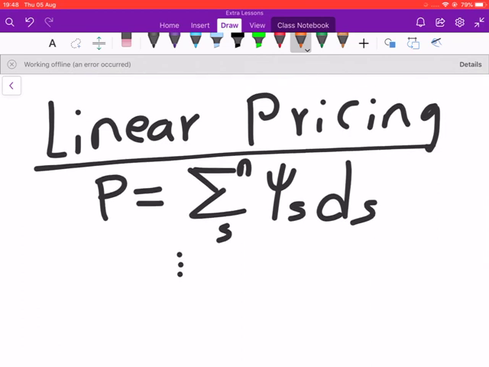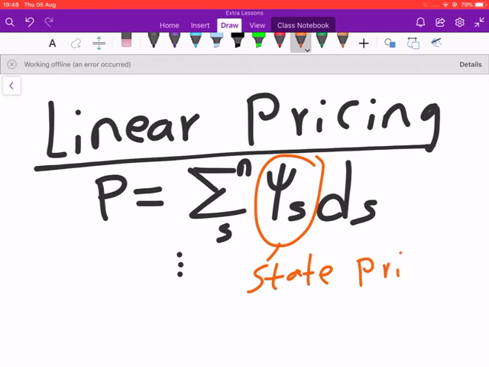The last thing that we are going to discuss in tomorrow's session is linear pricing, right? Basically, linear pricing states that prices have a direct proportion with the state prices. This sign over here is the state prices. So you can basically write the price of an asset, or let's say a security, based on the state prices. If you have the state prices, then you can find the price of a security.